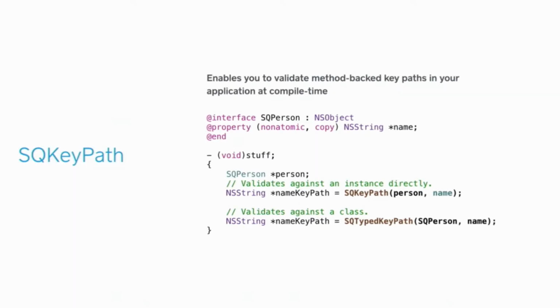So we built a solution to that, and it's called SQKeyPath. You can see an example use of it here. Basically, it just replaces the use of an NSString when you're referencing a keypath. So you can see here we have a keypath macro that takes in a person, and then also a typed keypath macro that takes in a class. This can validate any type of keypath that's specified as a property or a method. It obviously cannot validate keypaths like min, max, and @count.